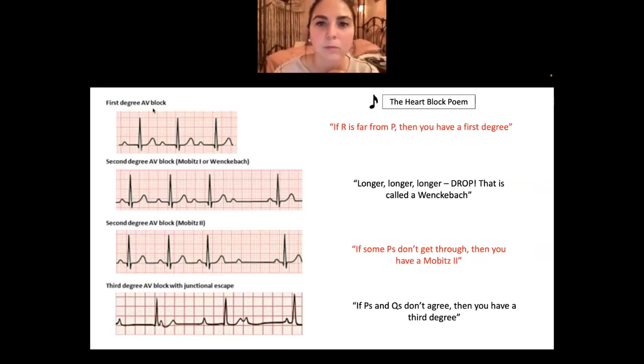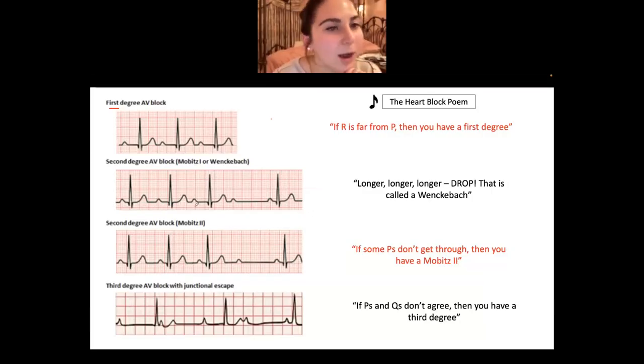Here's the heart block poem. I don't know if you guys have heard this or someone brought it in for an LI. This is what I use. I still use it to this day. So first degree heart block: if R is far from P, then you have a first degree, because the only thing wrong is the P wave and the PR interval is longer.